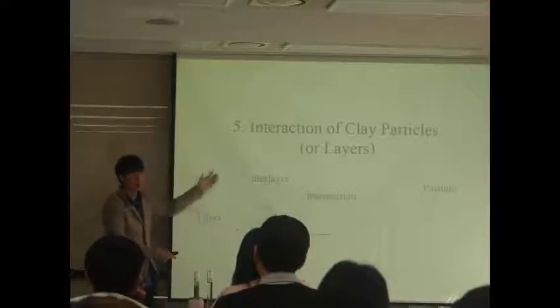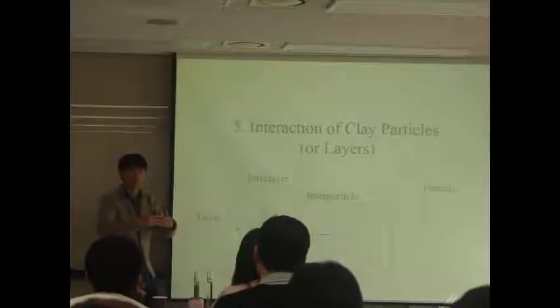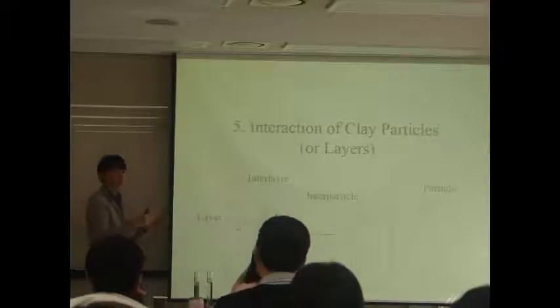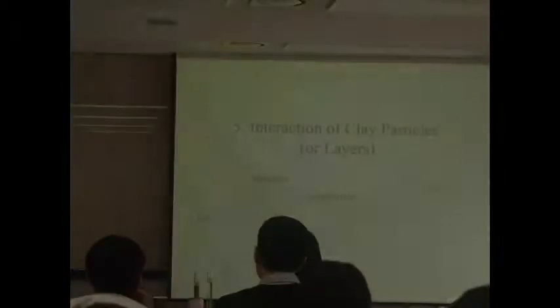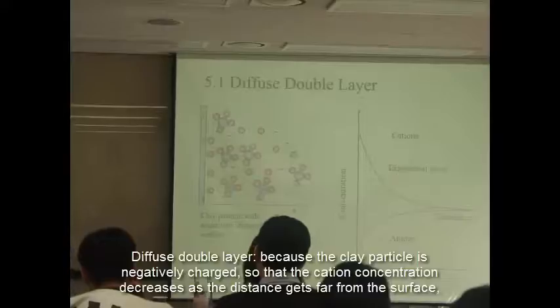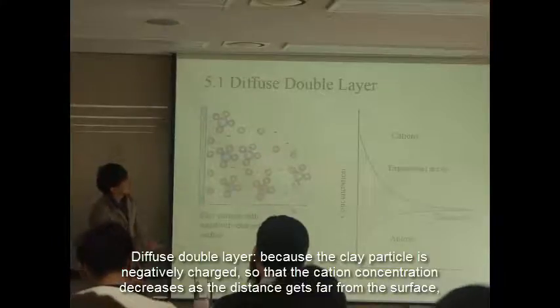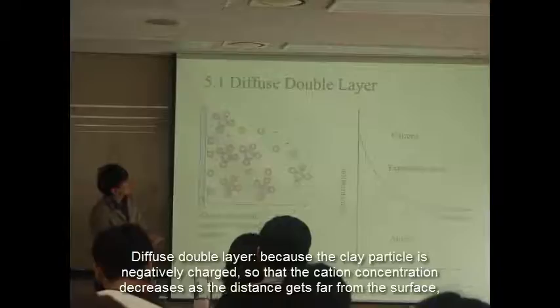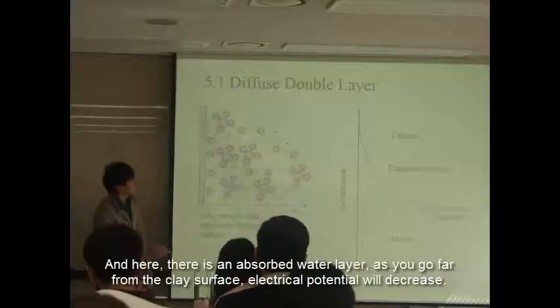But there's another type of clay where the water cannot penetrate because of the high strength of the bonding between the layers. Diffuse double layer. Because the clay particle is negatively charged, the cation concentration will decrease as the distance gets farther from the surface, and the anion concentration will increase like this.